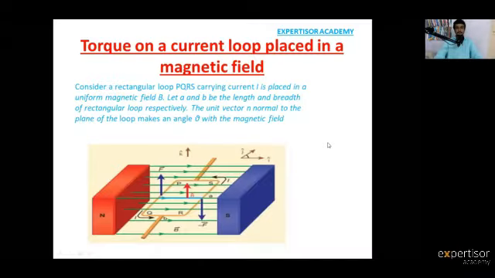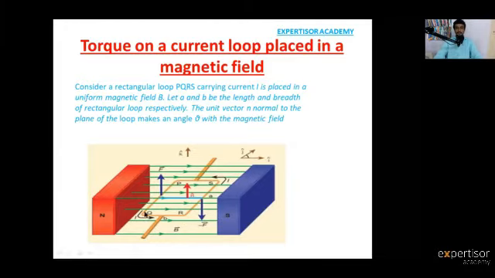See this. Consider a rectangular loop PQRS carrying current I placed in a uniform magnetic field B. This is the magnet, the north pole and south pole of the magnet. These green lines indicate the direction of the magnetic field. The direction of the magnetic field is always from north pole to south pole.